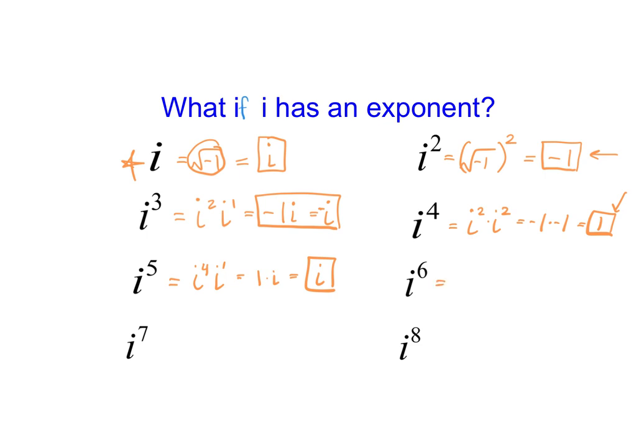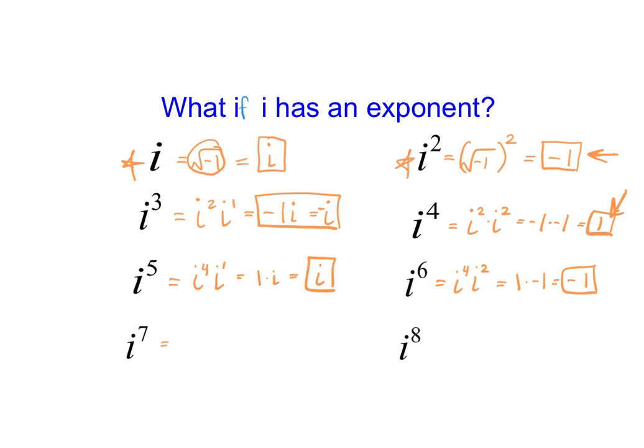Then i to the sixth. We can split this up into i to the fourth times i squared, because 4 plus 2 is 6. i to the fourth we learned is +1, and i squared we've learned is -1. And as a result, this is -1. So notice how we're coming back through with this same pattern.